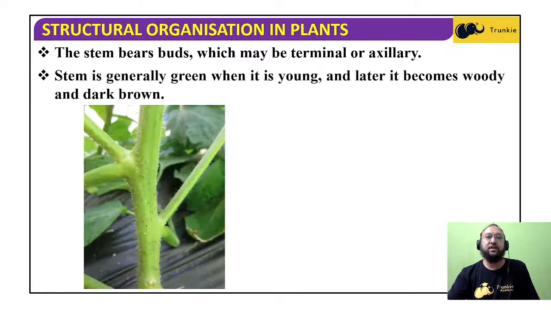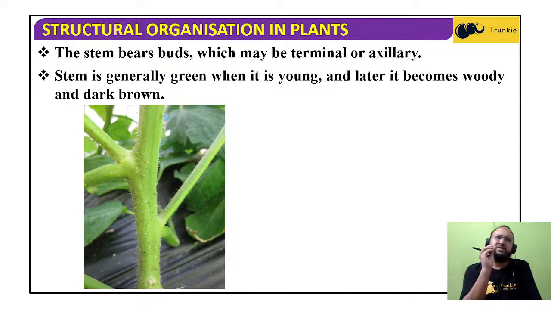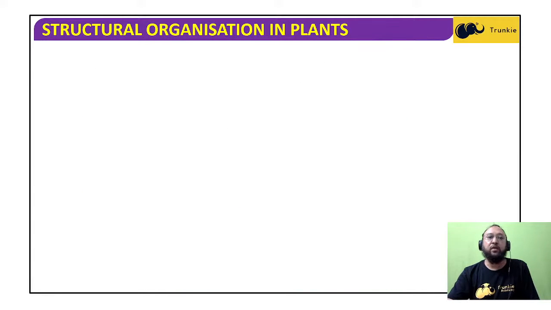So buds means those which are just going to develop, in a developing stage. Stem is generally green when it is young, and later it becomes woody and dark brown when it is fully developed and it becomes old, okay. So now you can see this one. It is initially green in color, okay, and when it is fully developed it turns into a dark brown.